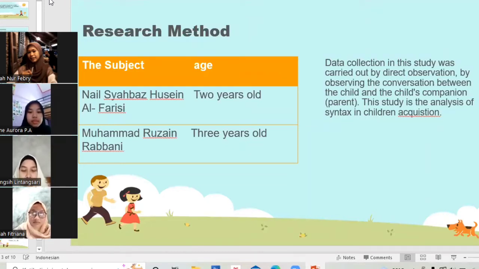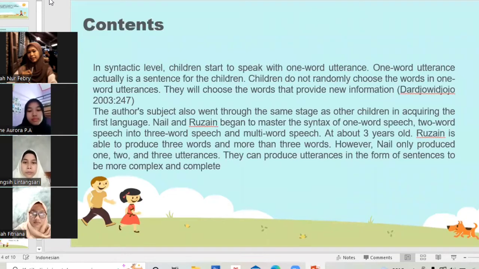Research method. Data collection in this study was carried out by direct observation, by observing the conversation between the child and the child's companion or parent, in the analysis of syntax in children's acquisition. The subjects are Nailsabah Susan Alfarisi, 2 years old, and Muhammad Ruzan Rupani, 3 years old.